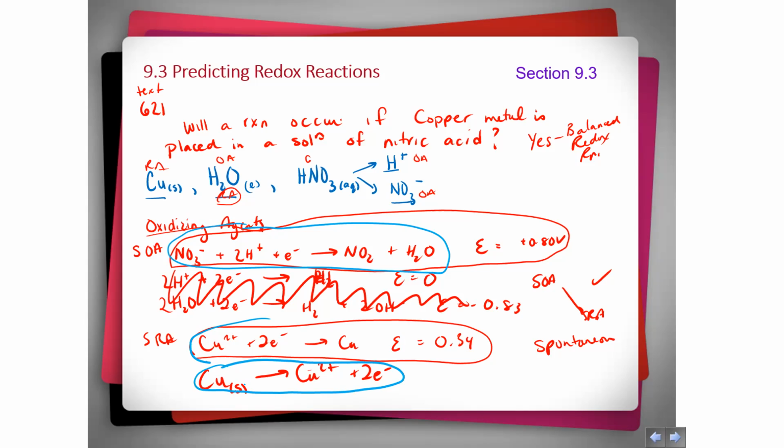You want to balance them for charge and you want to balance them for atoms. It looks like you might have to multiply this equation. I'm going to leave that for you to try to figure out. That example is given on page 621. But to come up with your final balanced redox reaction, you will have to combine the reaction of your strongest oxidizing agent and your strongest reducing agent. And if the reaction is not spontaneous, you wouldn't actually have a balanced redox reaction to balance.